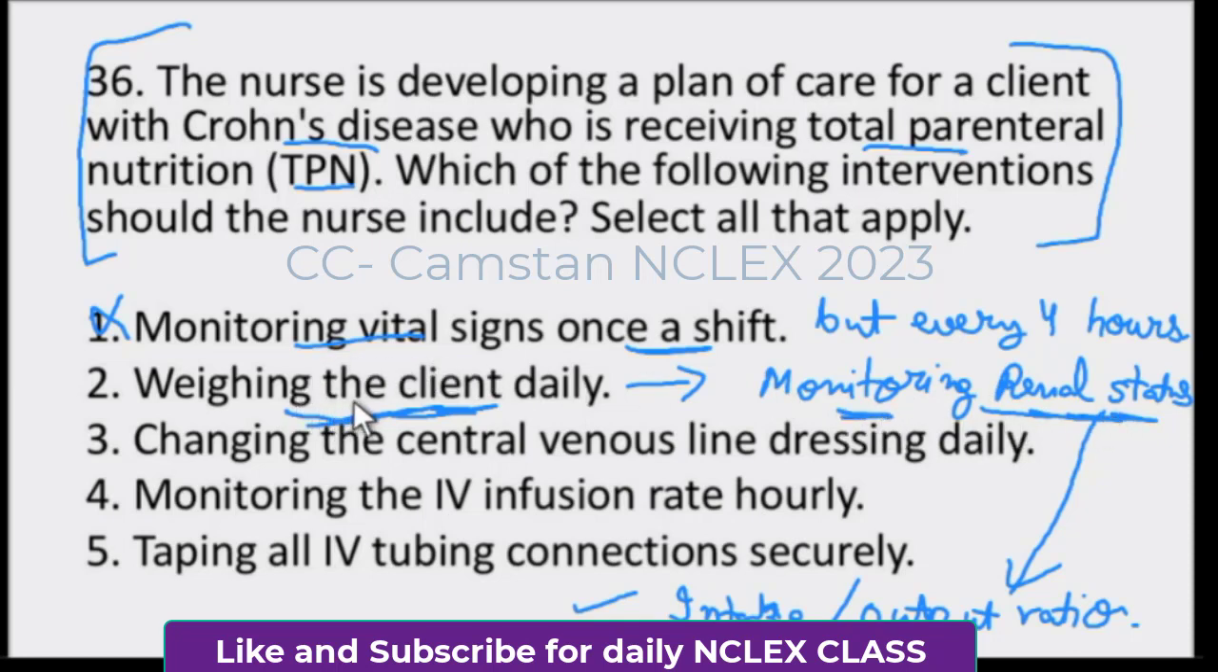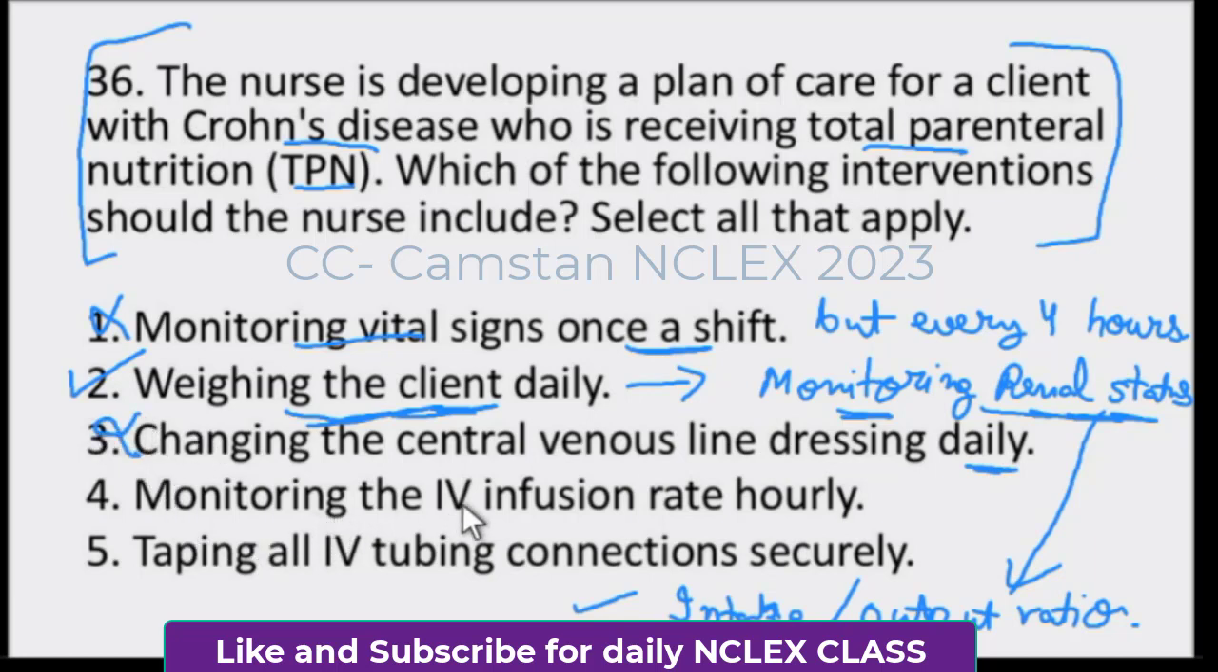Number one, weighing our client daily. Second is intake and output ratio. Third is measuring serum creatinine and blood urea nitrogen. So second option is correct. Third one is changing the central venous line dressing daily. Now it is not changed daily. It can be changed once or twice a week, right? Or whenever the line becomes soiled or loose or wet. So there is no need to change the line daily. So third option is also not correct.